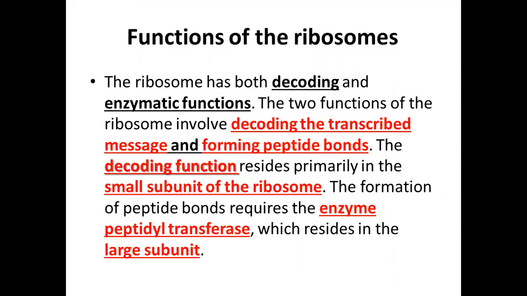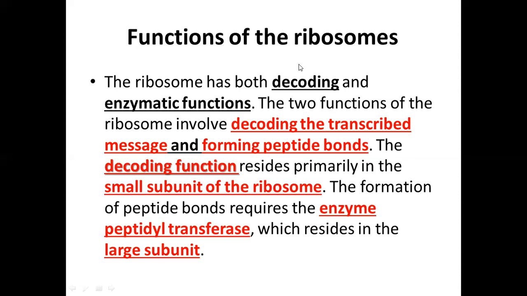So the functions of the ribosomes, they have both decoding and enzymatic functions. So the ribosome has both decoding and enzymatic functions. These 2 functions of ribosomes involve decoding the transcribed message, and forming peptide bonds.